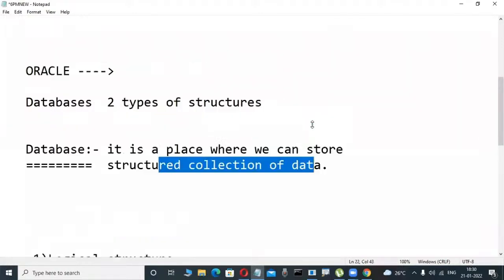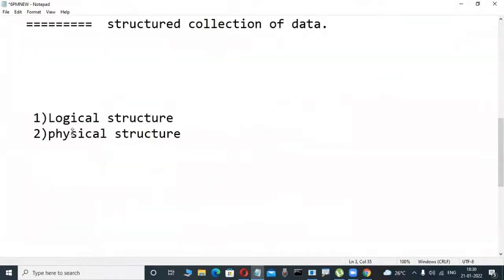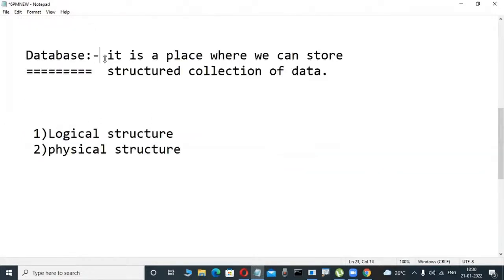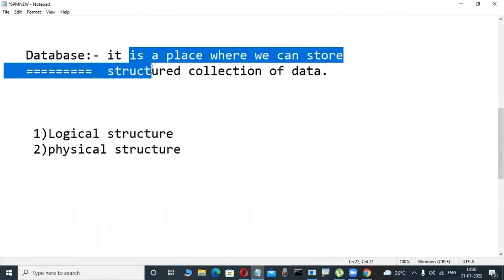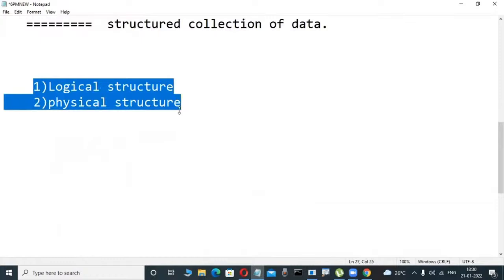Okay, fine. But whenever we are installing these types of software, two types of structures are there. One is logical structure. Another one is physical structure. This definition I am not explaining today; you will understand it one of these days. Now observe it. First, two types of structures are there: one is logical structure, another one is physical structure.